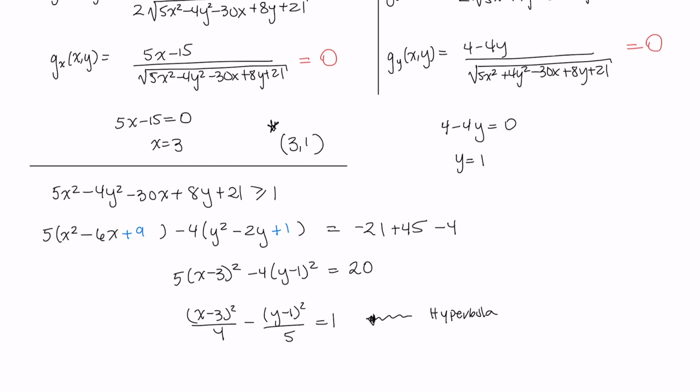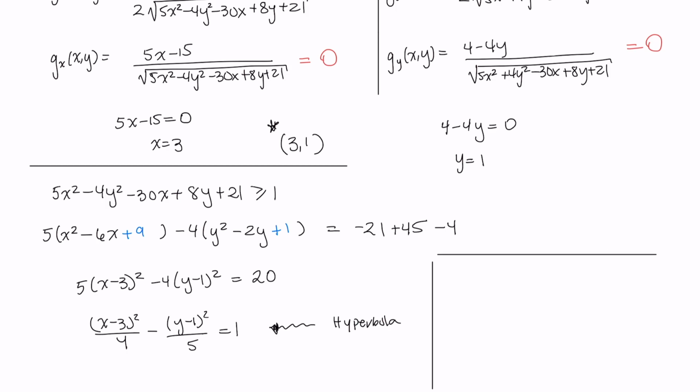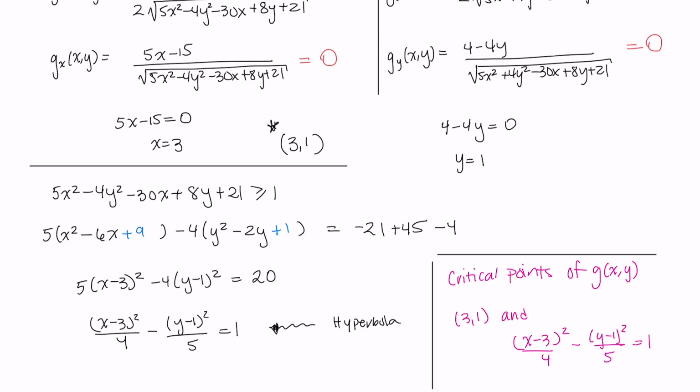Okay, so let's go ahead and summarize our result. That is what we came up with, and as usual, I'm going to make a little space for it here. So what we came up with is the critical points of G are equal to 3, 1, and all points lying on the hyperbola x minus 3 squared over 4 minus y minus 1 squared over 5 equals 1. So those are all our critical values for G.